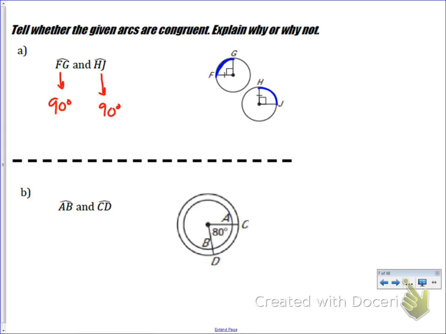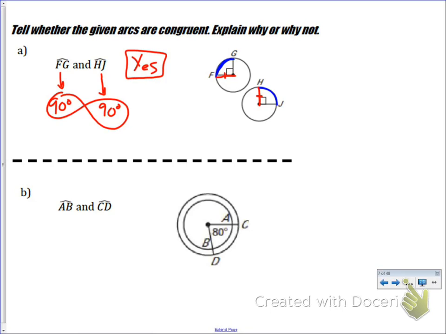The second thing that needs to be true is that they need to be on the same circle or on congruent circles. Since we see that they have a congruent radius, so this one right here, and that's a radius right there, those are marked as congruent, we can go ahead and say these circles are congruent to each other. So because they have the same measurement and they're on congruent circles, we can say that yes, these arcs are congruent to each other because they have the same measure and they're on congruent circles.